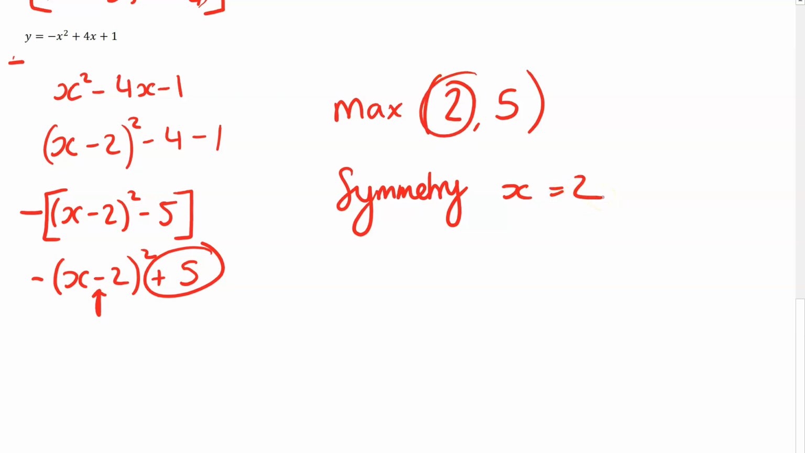Right, so just watch out for those negatives and numbers in front of x squareds and all that kind of thing. It doesn't really change the process, you just have to remember to put it back at the end.